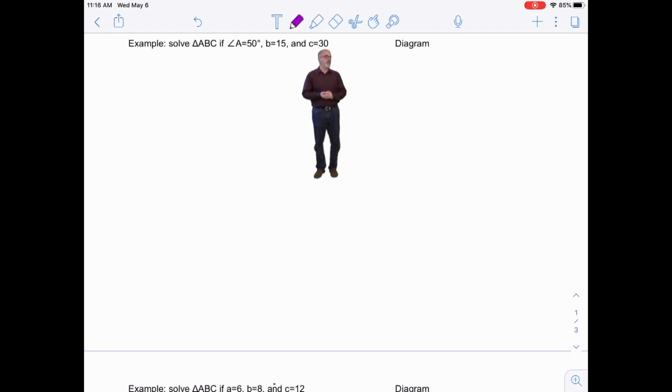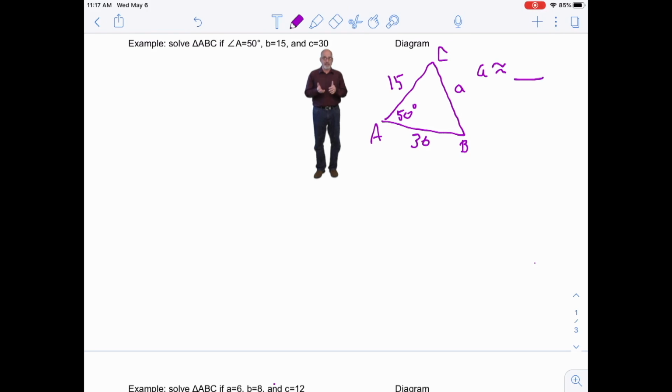In this sample problem, notice we are given two sides and the included angle. So in this case, as I draw my triangle, angle A is given to us, so that's going to be 50 degrees. And then we're given side B opposite angle B, which is 15. And then we're also given side C, which is opposite angle C, which is 30. Now, when we set this up, we're going to solve for the unknowns. We don't know side A, we don't know angle B, and we don't know angle C. Those are the ones that we're going to find in this triangle.